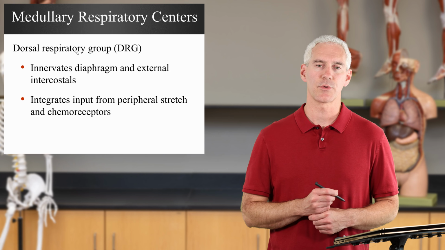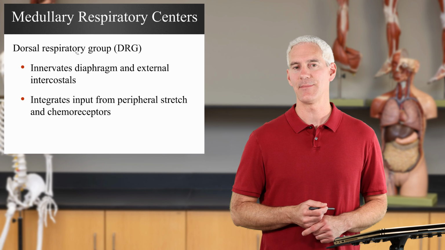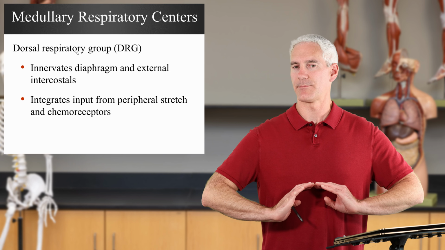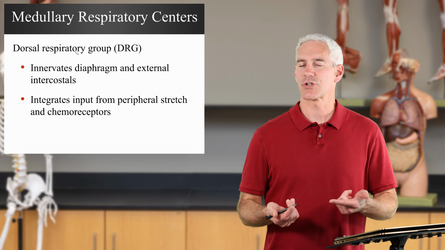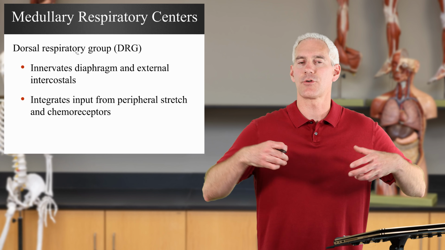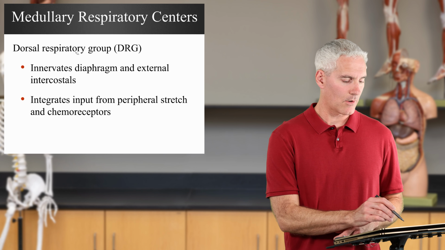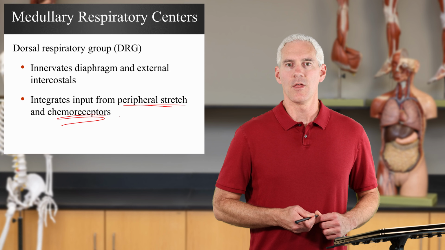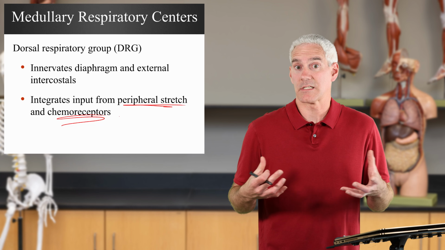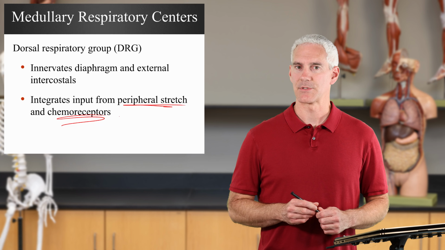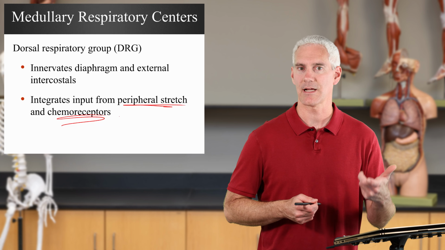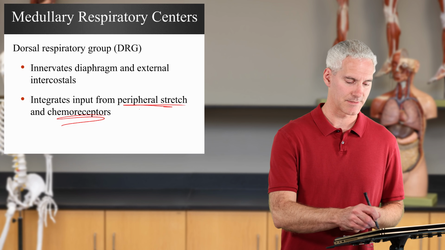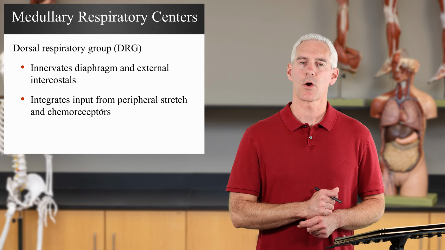This dorsal respiratory group is going to innervate the diaphragm and your external intercostals. Think of the diaphragm as that dome-shaped muscle that contracts. The external intercostals are going to help with increasing your rib volume. They're going to integrate with stretch receptors and chemoreceptors. Stretch receptors, because your lungs can only get so big, and chemoreceptors to monitor the different chemicals, oxygen and carbon dioxide, to know what is where, as well as several other inputs. So this is your dorsal respiratory group.